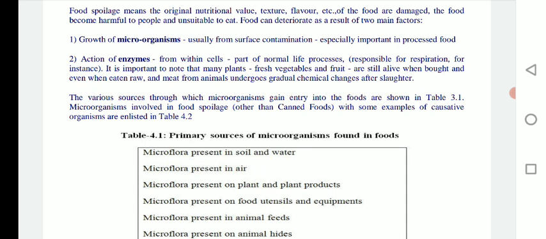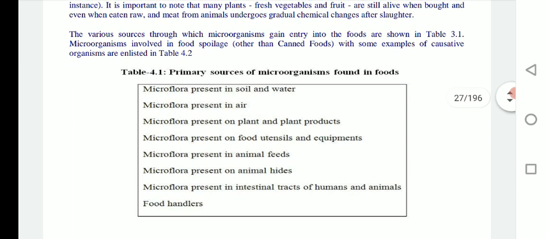So these two things, the growth of microbes and the action of enzymes, are the two factors that are mainly responsible for spoilage of foods. And in this particular table you can see the primary sources of microorganisms found in foods. These are the primary sources through which different kinds of microbes, especially pathogenic microorganisms, enter the food stream and cause spoilage of food as well as other food related products. The various sources through which microorganisms gain entry into foods are listed in this table.